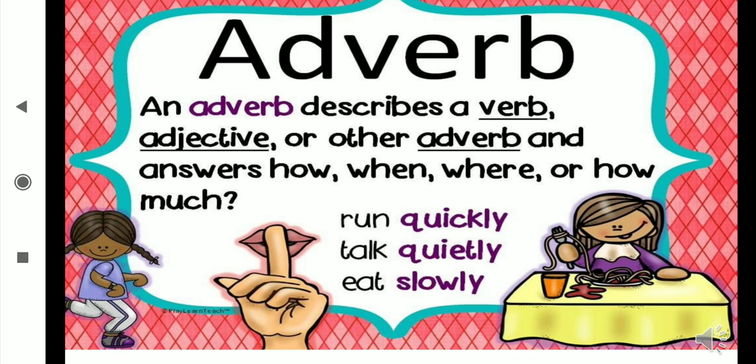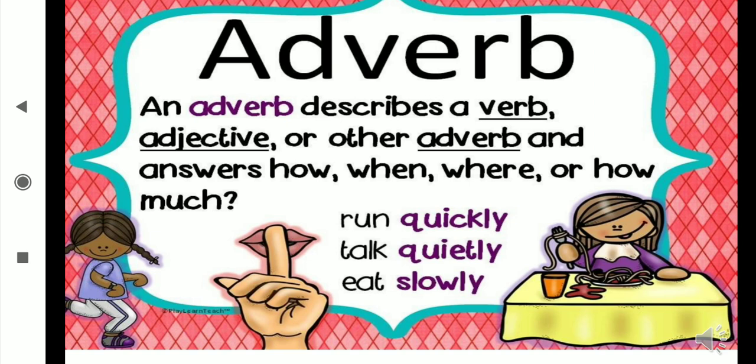Now we will discuss our next part of speech, that is the adverb. What is an adverb? An adverb describes a verb, adjective or other adverb and answers how, when, where, and how much. Here are a few examples we are going to discuss. Our first example is run quickly. There is one action word, the verb run. And about run, we are getting more information by using the word quickly. This quickly we consider as an adverb because it is giving more information about the verb.